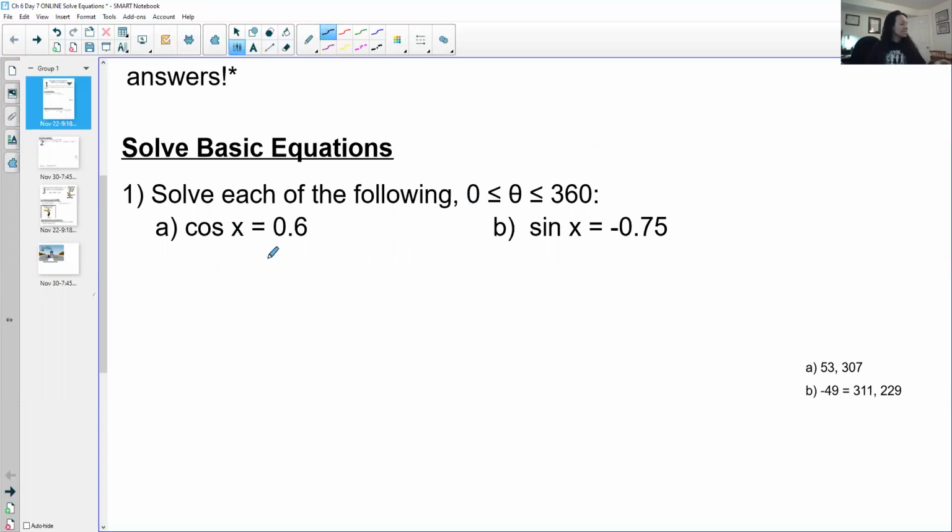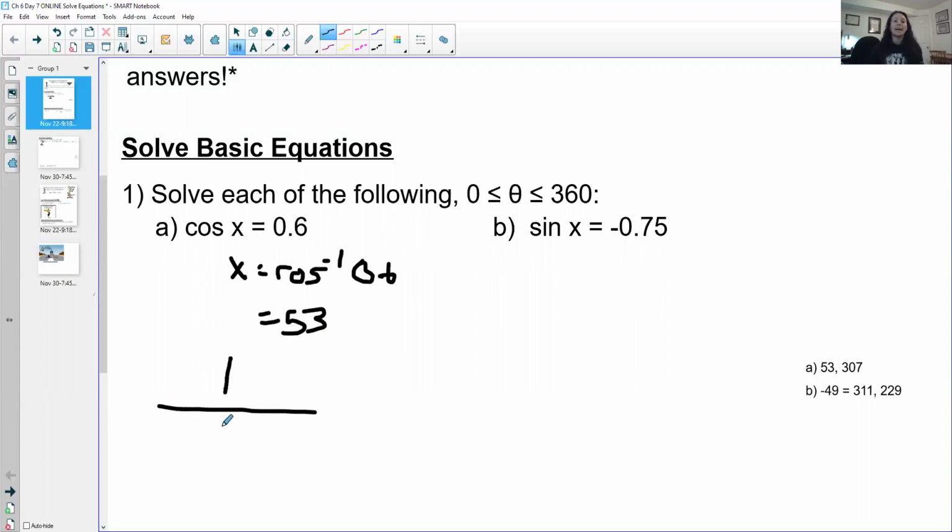This is something that you could have done very well on the first day that we had done it. If you take a look at cos x equals 0.6, x should equal the inverse cos of 0.6, and you should get around 53 degrees. That's only one answer because we have our CAST rule, right? C-A-S-T.